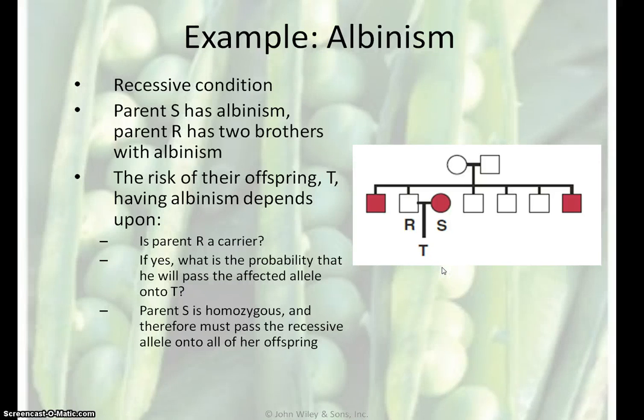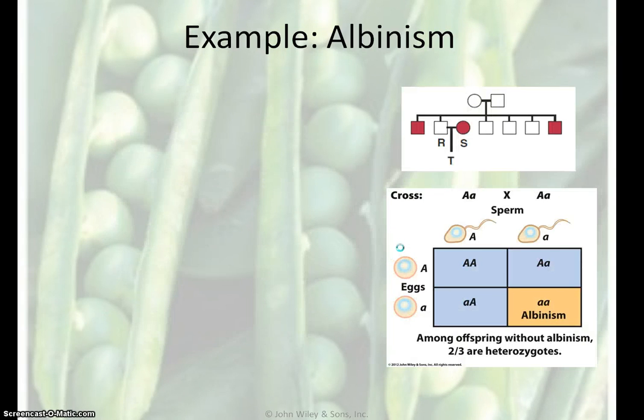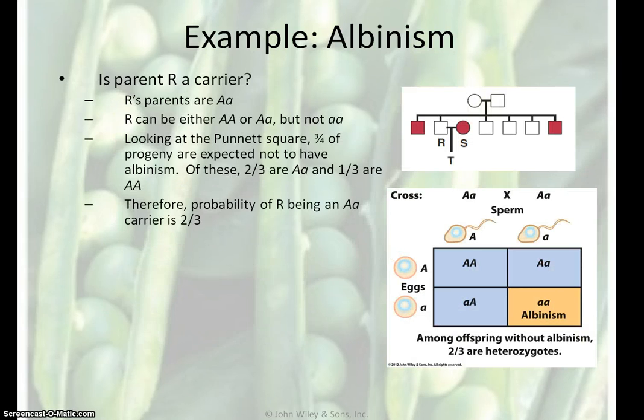So there are two questions here. The first question is, is R a carrier? Is R heterozygous? Did R even inherit that recessive allele from his parent? And if so, what is the probability that he will pass that affected allele on to his child T? All right, so let's look at this. We can look at a Punnett square that could help us out.